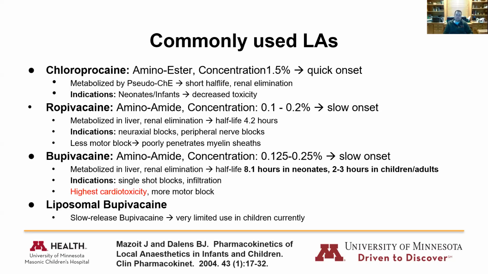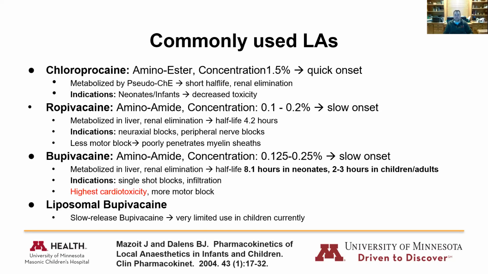Ropivacaine and bupivacaine both are aminoamides, come in much lower concentration, and therefore typically have a slower onset of pain relief. And both of them are metabolized in the liver. The biggest difference in the half-life is that ropivacaine has a fairly consistent long half-life. Bupivacaine specifically has an extremely long half-life in neonates and infants, so we try to avoid it there for continuous infusions. We might use it for single blocks.